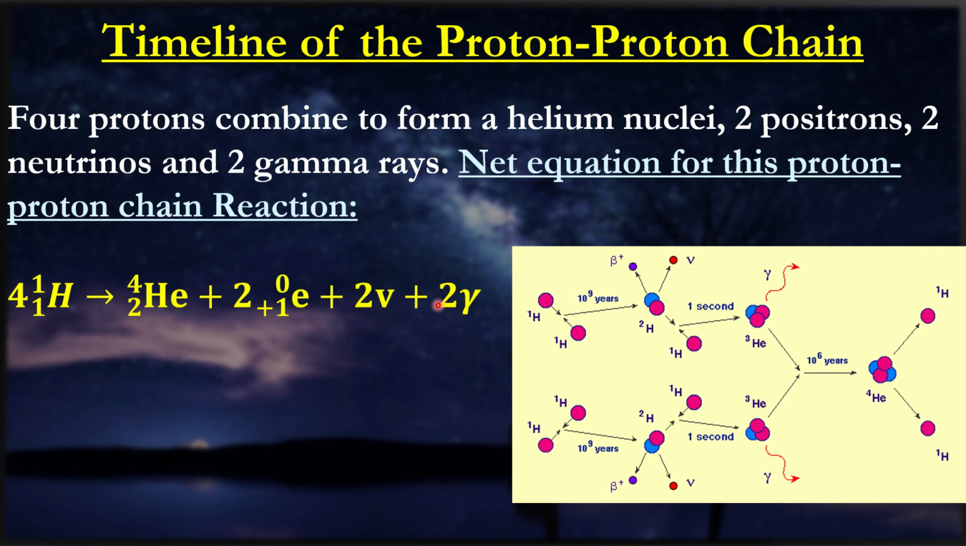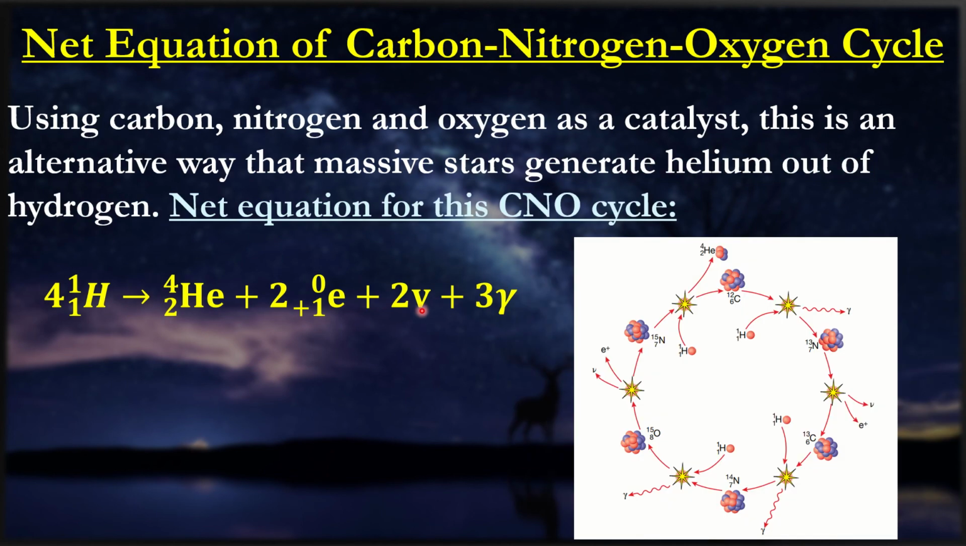If we flipped it around and examined the net equation for a carbon-nitrogen-oxygen cycle, again you have something very similar to the very first one. You have the 4 protons that combine together to generate helium, and then besides that you have your 2 positrons, 2 neutrinos, and then 3 gamma rays. So that's the idea here, that the CNO is a catalyst to facilitate the cycle, but it's not part of the actual reaction.